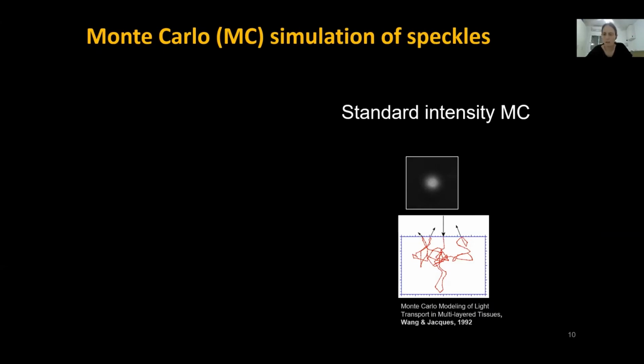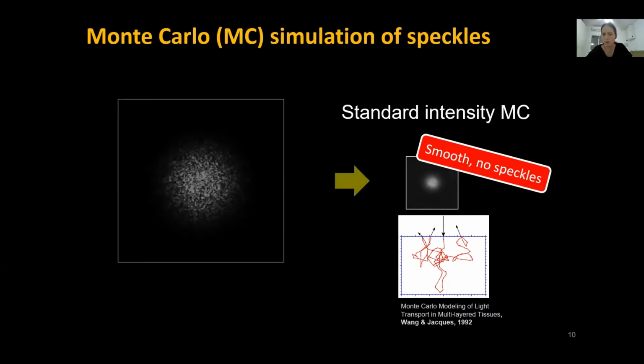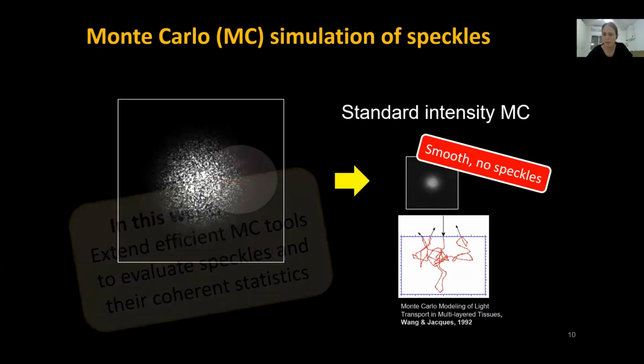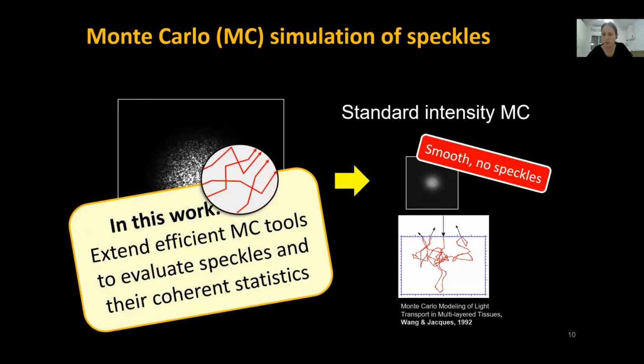However, classical Monte Carlo methods do not consider wave phenomena, and as a result, they only produce smooth intensity images of scattered light, which show no speckles. In a sense, we can think of this smooth image as some low-resolution version of a high-resolution speckle image. So in this work, we've extended the efficient Monte Carlo methodology to accurately simulate coherent speckle effects. Since I have many things to show you today, I won't get into the details of this Monte Carlo simulator, but I want to show you some results and some things that we can do with it.